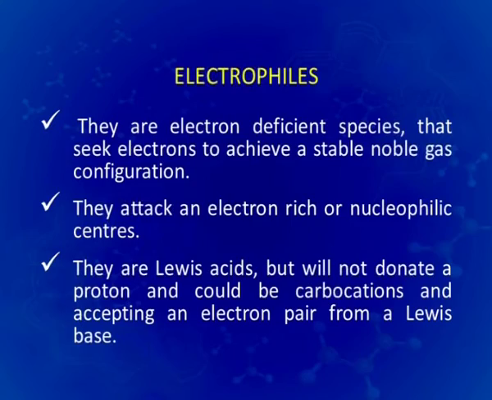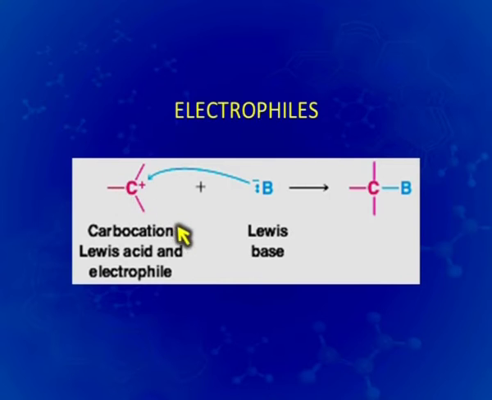These sound a little complex, but all of these terms are interrelated, as we shall see when we are trying to compare a nucleophile with an electrophile, or a nucleophile with a Lewis base, or an electrophile with a Lewis acid, or vice versa. As we can see in this particular reaction, a carbocation which is a Lewis acid and electrophile is attacked by a Lewis base, or it could otherwise be a nucleophile, which is an electron rich species, which will attack this positive center and form a bond.